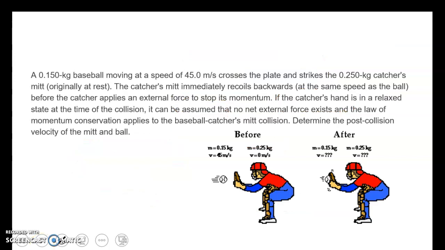Another example, we've got a baseball catcher catching the ball. So we have a mass of the baseball. We have the speed of the baseball in meters per second. It strikes the catcher's glove that's at rest with this mass. The mitt recoils backwards before the catcher stops its momentum, right before he puts his impulse on it. If the catcher's hand is in a relaxed state at the time of the collision, it can be assumed there are no external forces. So it's going to hit the mitt, and the mitt's going to go backwards. We want to find the post-collision velocity of both the mitt and the ball.